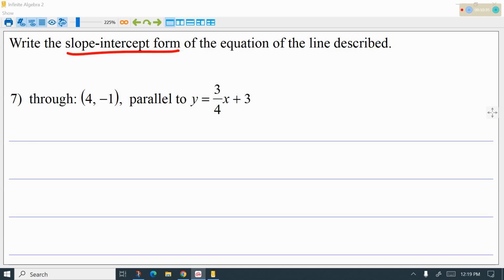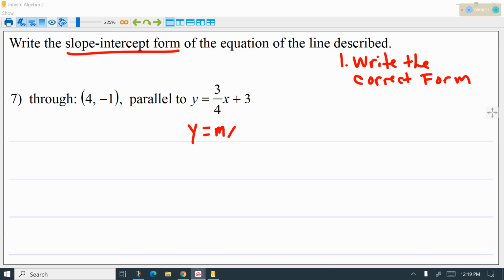So my first step for these problems is usually to write the correct form. Okay, make sure that you understand which form we need. In this case, we need y equals mx plus b. So I'll write y equals mx plus b. Okay, and the reason why I know I need that form is because it tells me right here. It says, which form do I use? The slope-intercept form. Okay, and that's y equals mx plus b.